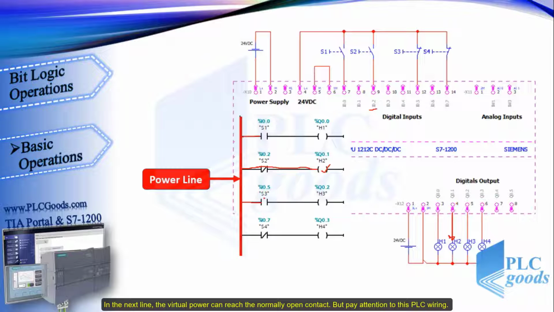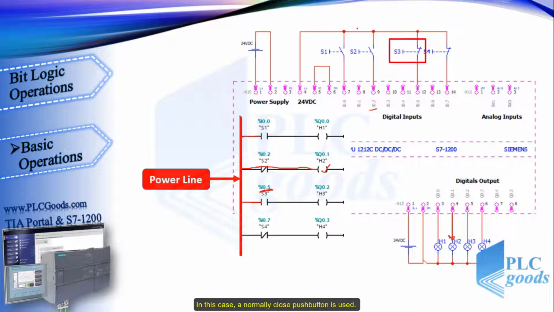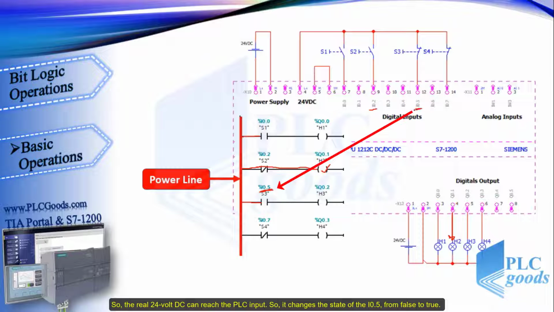In the next line, the virtual power can reach the normally open contact. But pay attention to this PLC wiring. In this case, a normally closed push button is used, so the real 24-volt DC can reach the PLC input. So it changes the state of the I0.5 from false to true. In consequence, this normally open contact switches to close and it lets the virtual power reach the output.